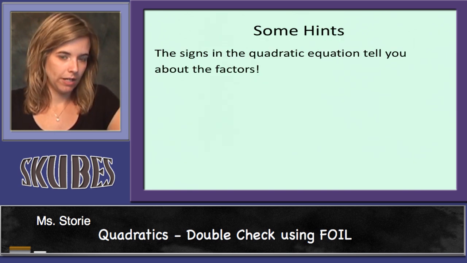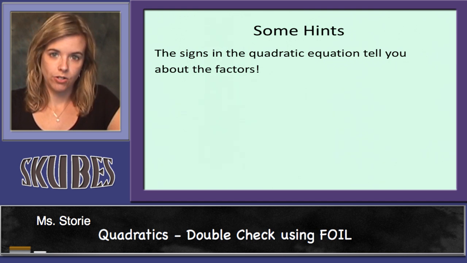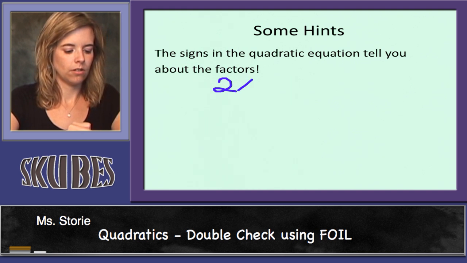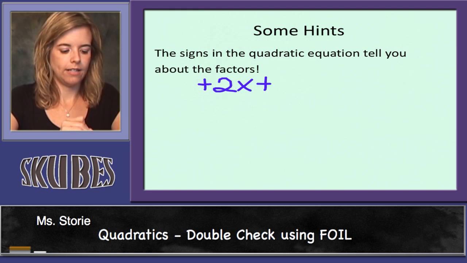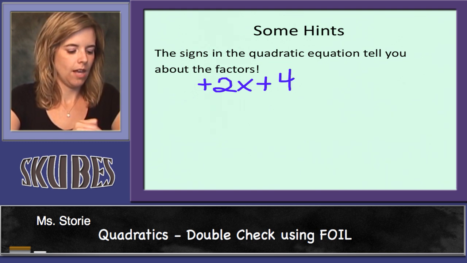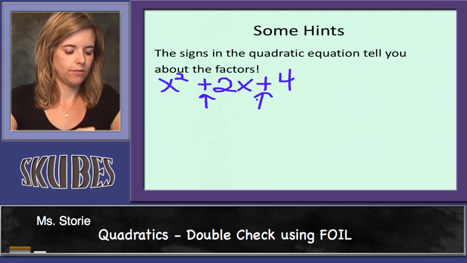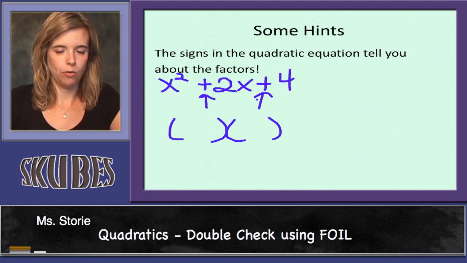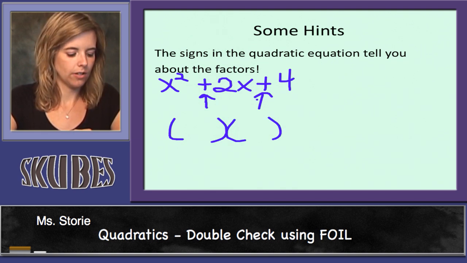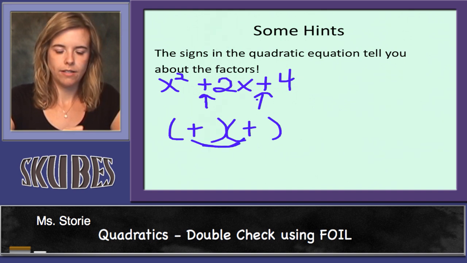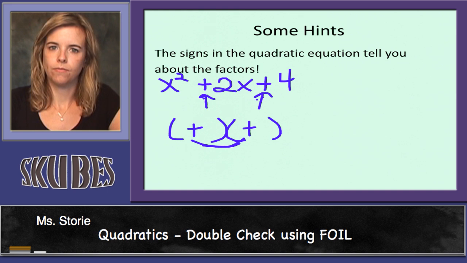All right, now here's one big hint. The signs in the quadratic equation tell you about the factors. If you have an addition sign there and an addition sign there, and then you have something out here, these signs right there give you clues about your factors. If you have two positive signs, that means when you create your binomials, that's what those are called, they're factors, you're going to have a plus here and a plus here. Because when you multiply positives, you always get positives as answers.